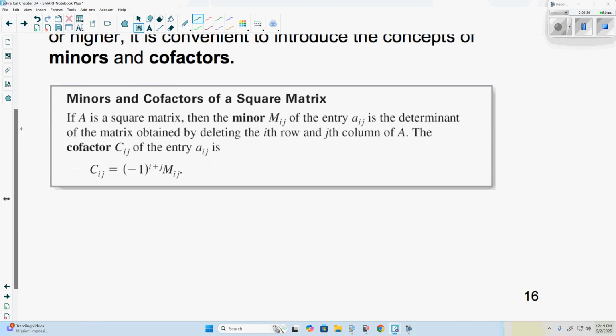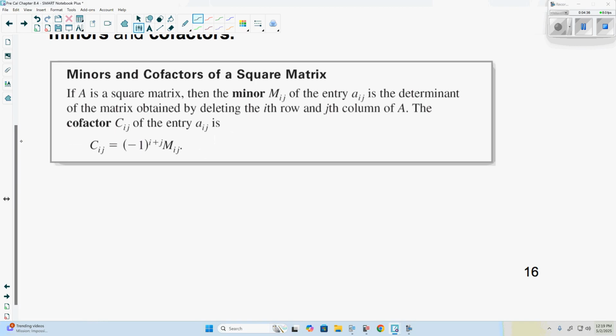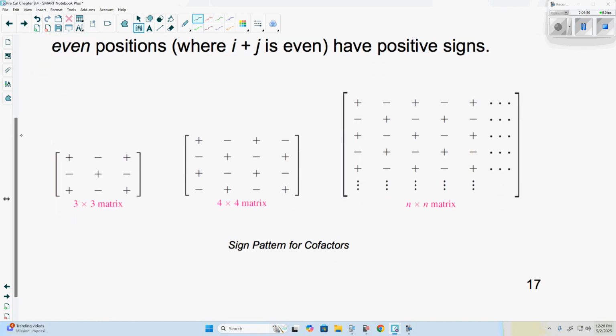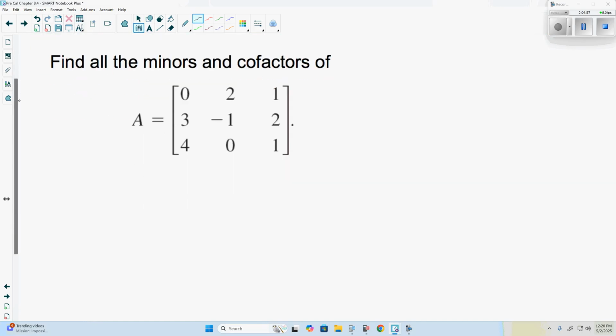Minors and cofactors. Minor, cofactor, so there is a way to do this. Cij, as the entry of ij, is this here, negative 1 to the i plus j, row column, times Mij, where it is the minor here. And the signs change as we get bigger. It's this positive, negative, depending on the row and column.